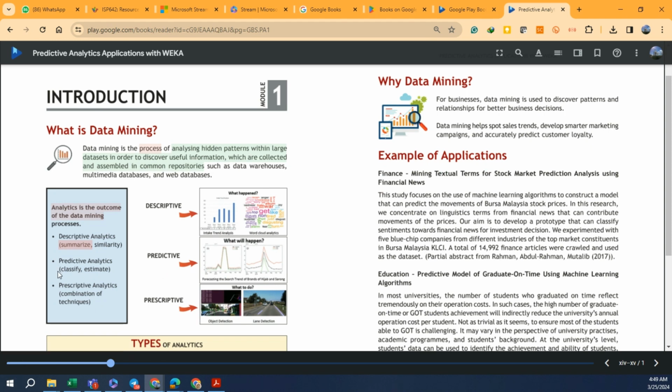You want to classify, you want to estimate apa yang akan berlaku berdasarkan past historical data. And prescriptive, you want to look why it happened, what to do now. Okay, kenapa, macam mana kita nak buat.